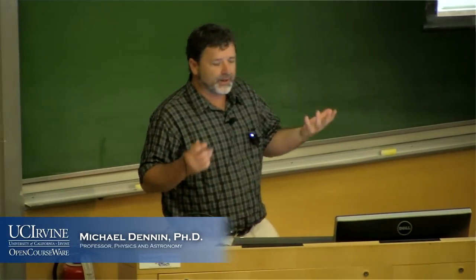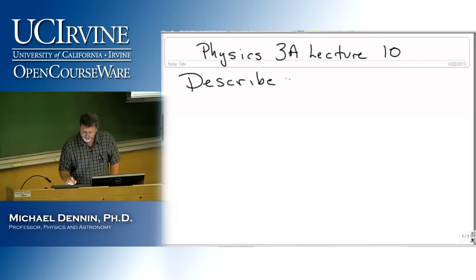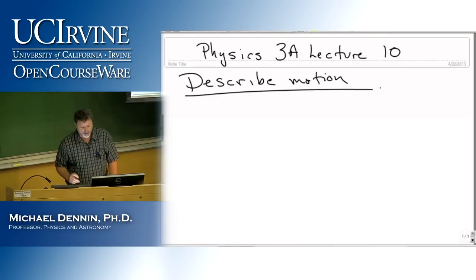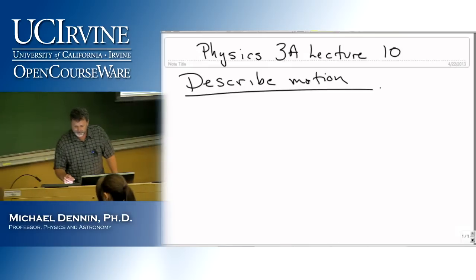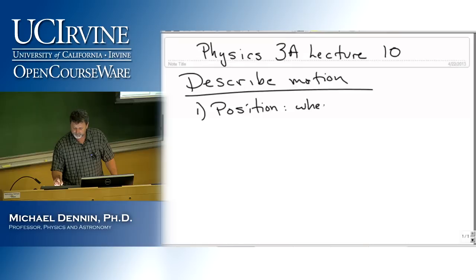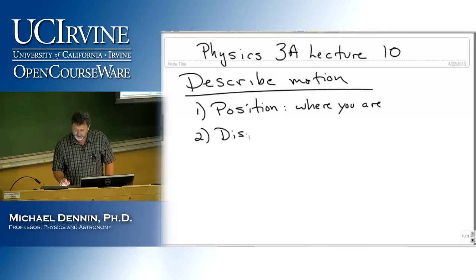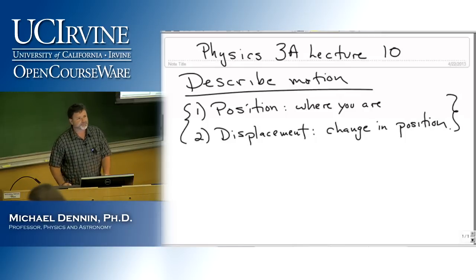So where are we and where are we going? We spent the first 3 weeks learning how to describe motion. And we realized there are basically 3 parts to your motion as you move around the world. The first part is your position, where you are. And your position can change, so we like to really focus on your displacement, which is your change in position. So these are really one issue.